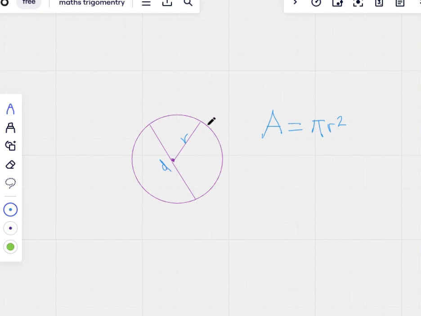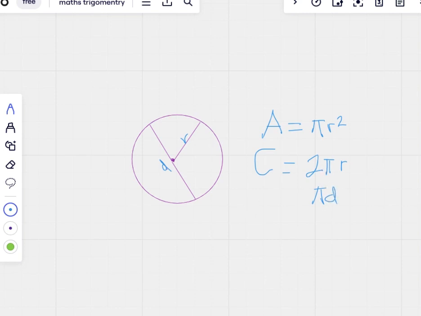Now the circumference is this line, this whole line that forms the circle. So the circumference is equal to 2 pi r, or what you call pi d, because 2r equals diameter. 2 times r is diameter, so we can say the circumference is also equal to pi d.